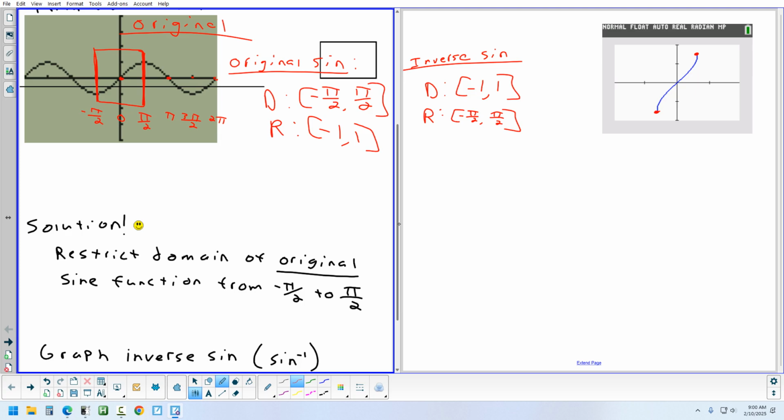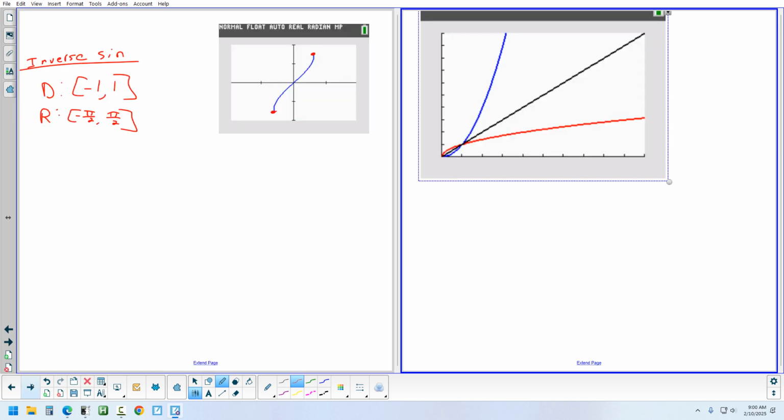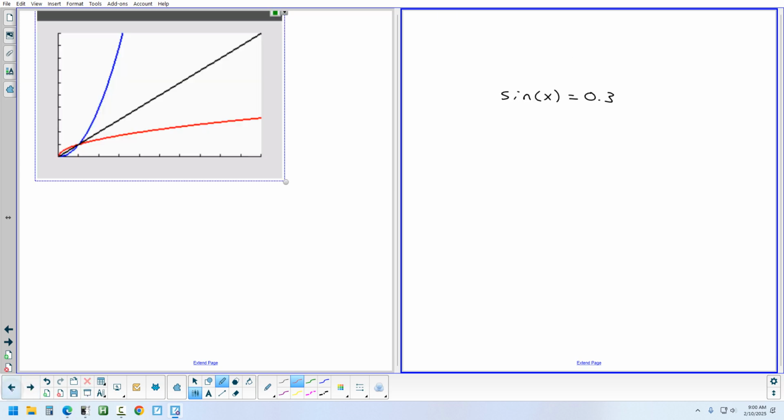All right. Now, let's do the same thing for inverse cosine. Okay, let me get a blank page here.